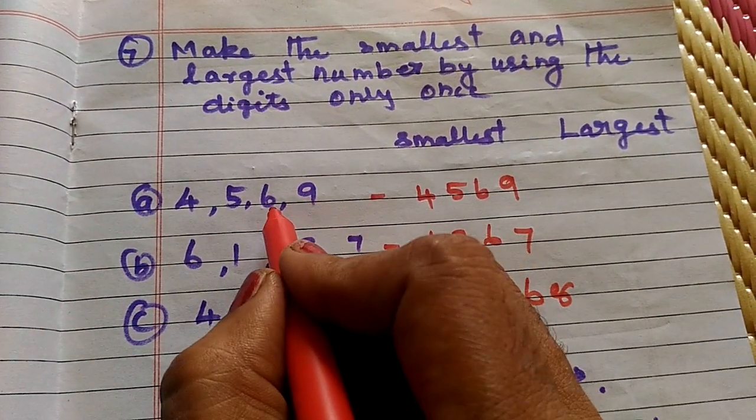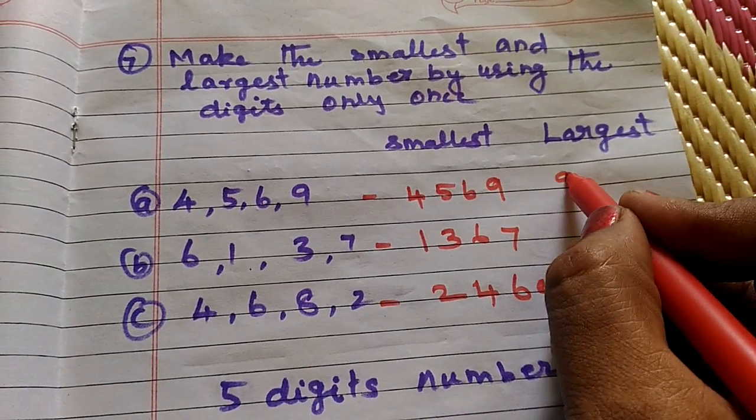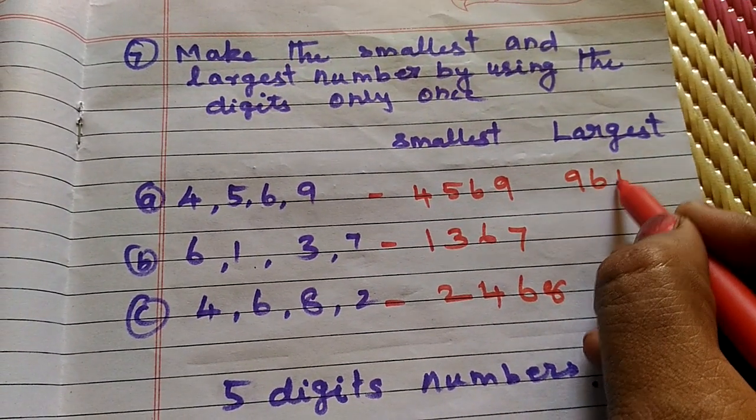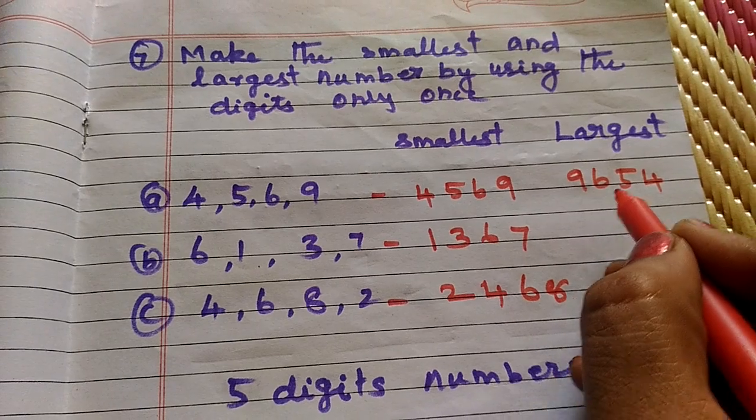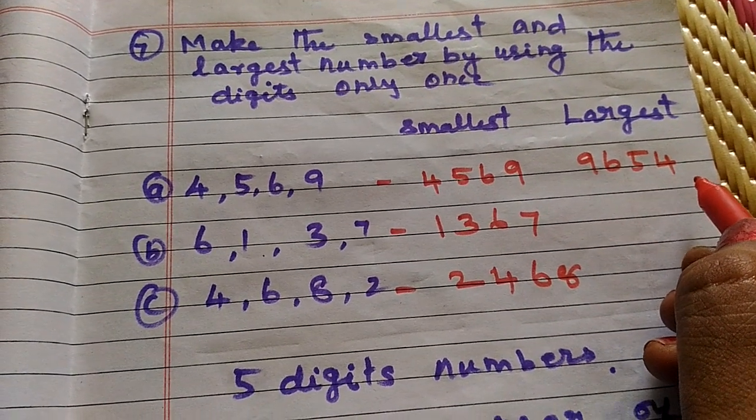See here, 9,654. 9,654 is the largest number.